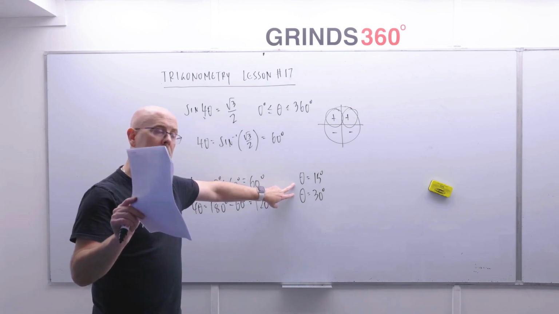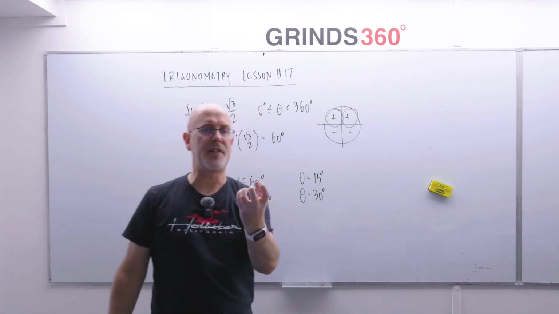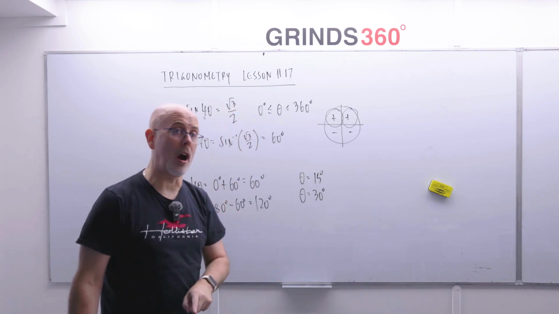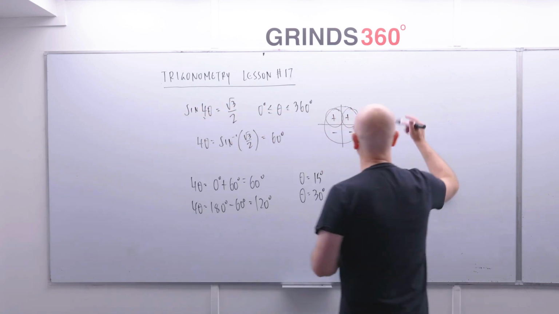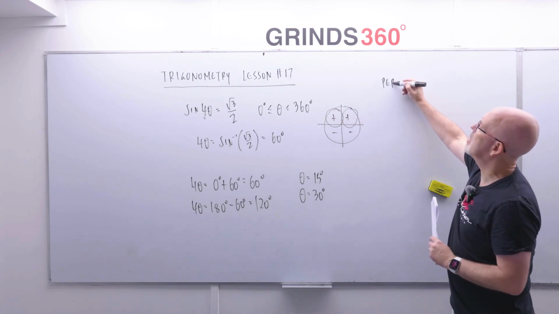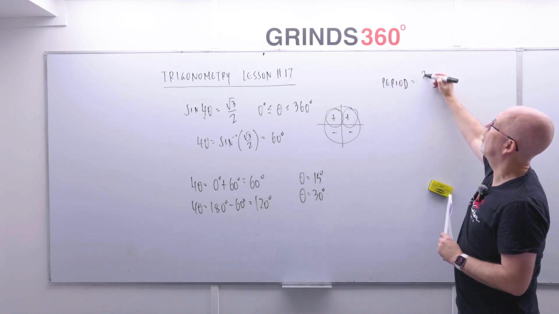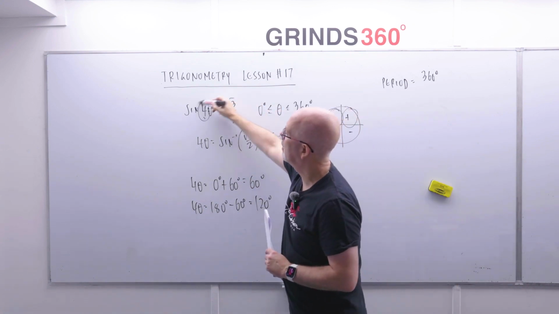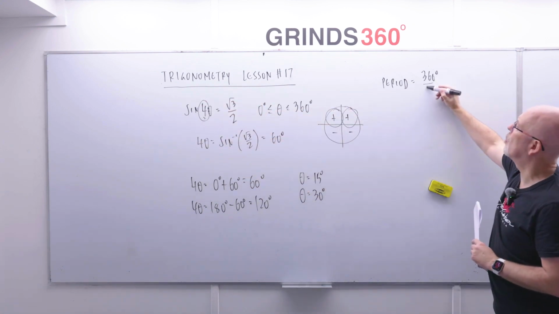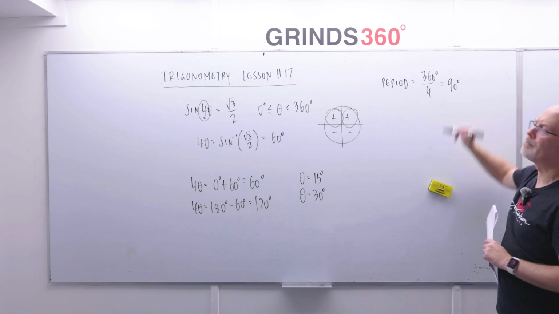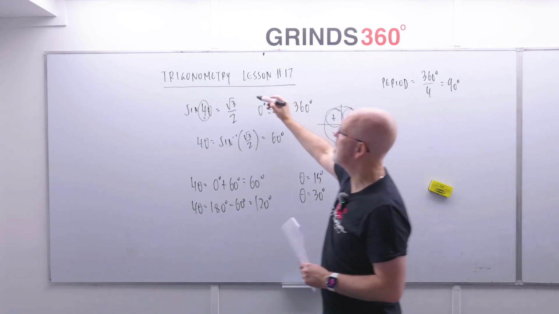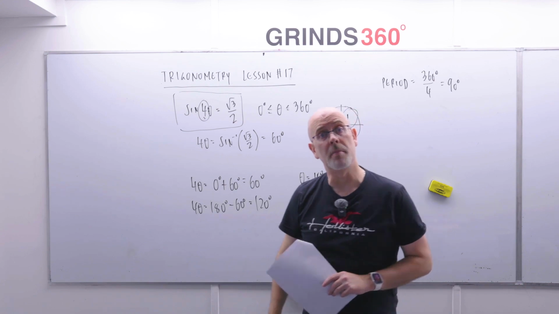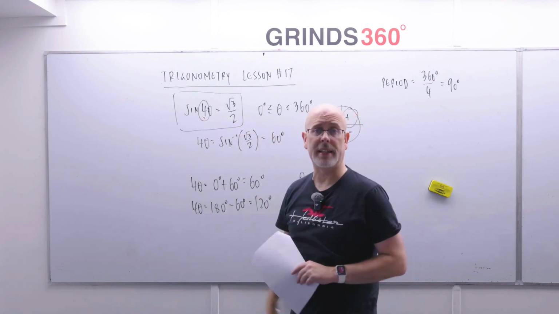Now remember, not only does the 4 mean I've got to divide my answers down, but it also changes how many of them there are. So let me find the period of this graph. We're dealing with degrees, so a full circle is 360, and I divide by that number. If I divide 360 by 4, I get 90 degrees. So the solutions to this equation repeat themselves every 90 degrees, not every 360, because of the change in period caused by that number there.